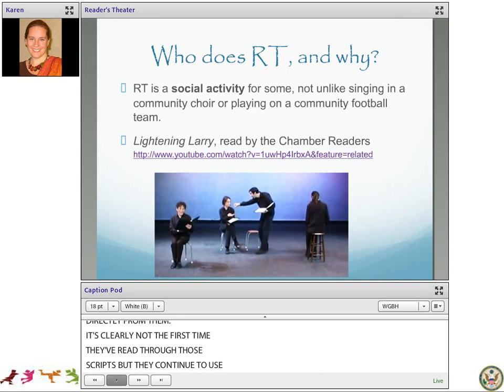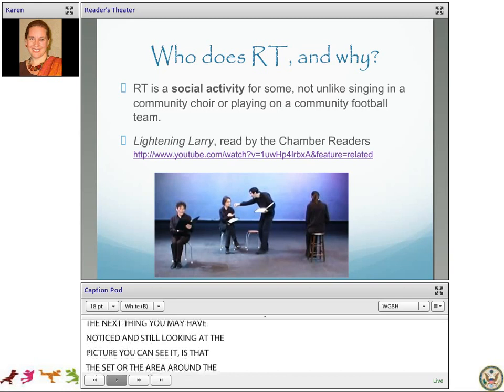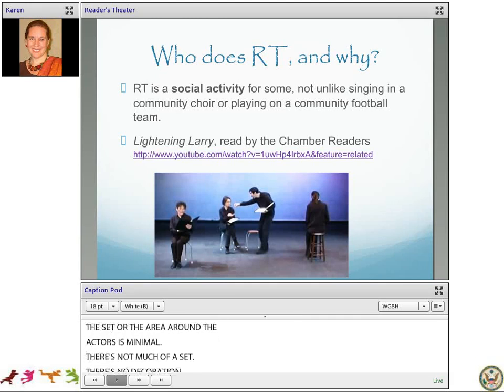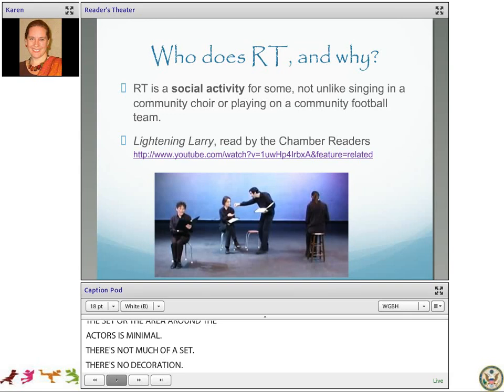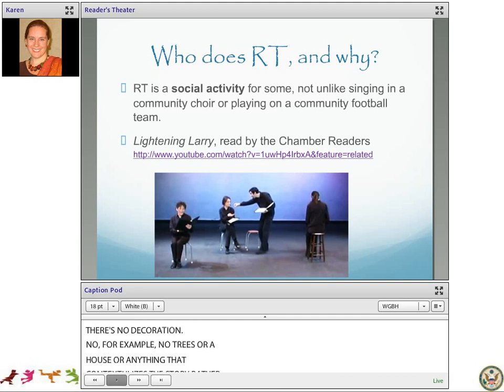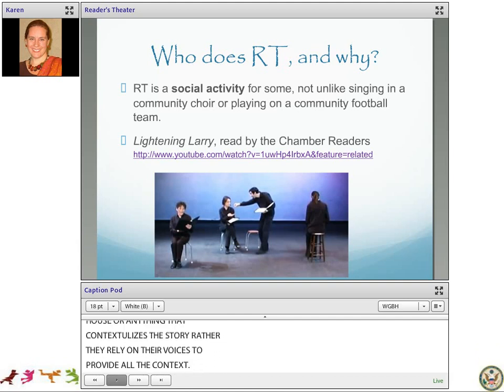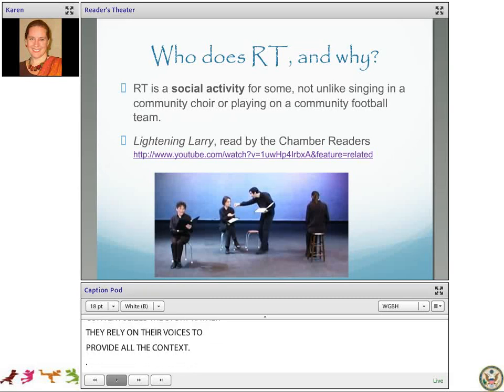The next thing you may have noticed, and still looking at the picture, you can see it, is that the set or the area around those actors is minimal. There's not much of a set. There's no decoration. No, for example, no pretend trees or a house or anything that contextualizes the story. Rather, they rely on their voices to provide all of the context. Now, that said, they do use some amount of movement. They move around the stage, and that's something you can be doing in your classrooms when we talk about the classroom application. Also notice that they're not wearing costumes.